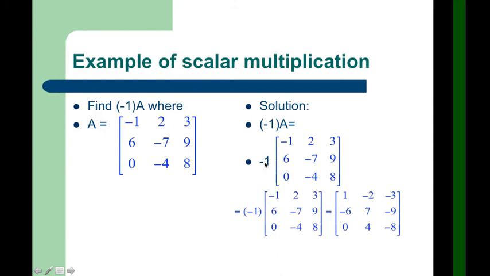So for negative 1, we just put it here. So, negative 1 times negative 1 is positive 1, negative 1 and 2, negative 2, negative 1 and 3, negative 3, negative 1 and 6 is negative 6. This is positive 7, negative 9. 0, because 0 is neither negative nor positive, negative 4 and positive 8. Negative 8, I'm sorry. Okay, so this is the result of the given matrix wherein it is multiplied by negative 1 as part of the scalar multiplication process.